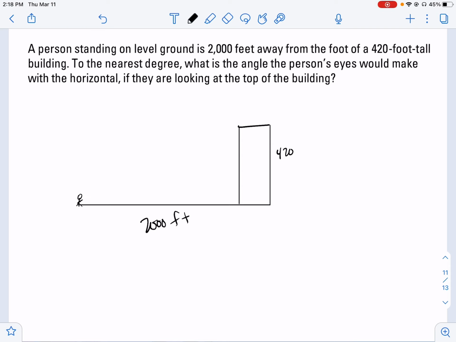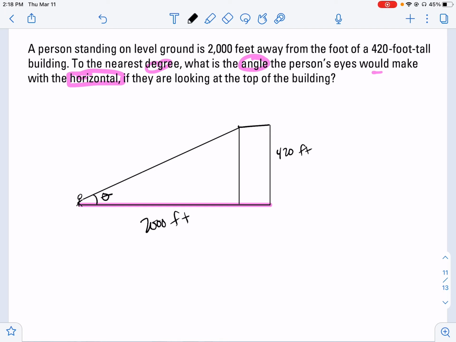So the building itself was 420 feet tall. The person is looking up at the top of the building. So now we have a little triangle here. Once again, it wants to know what angle, to the nearest degree, it would make with the horizontal. So once again, I'm looking at the horizontal line, and that is where I'm going to put my theta because it mentioned the horizontal.